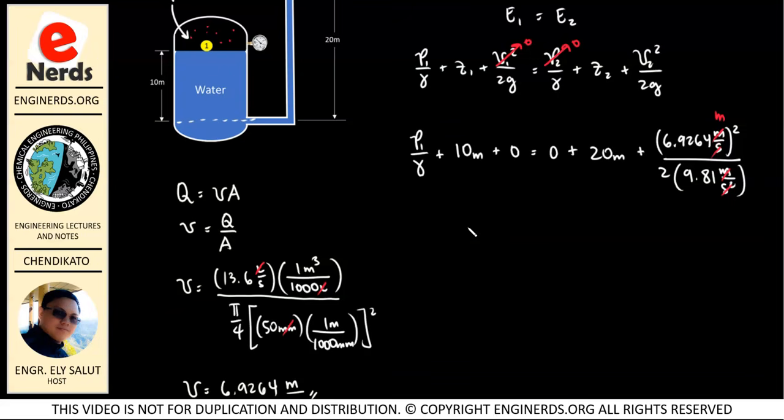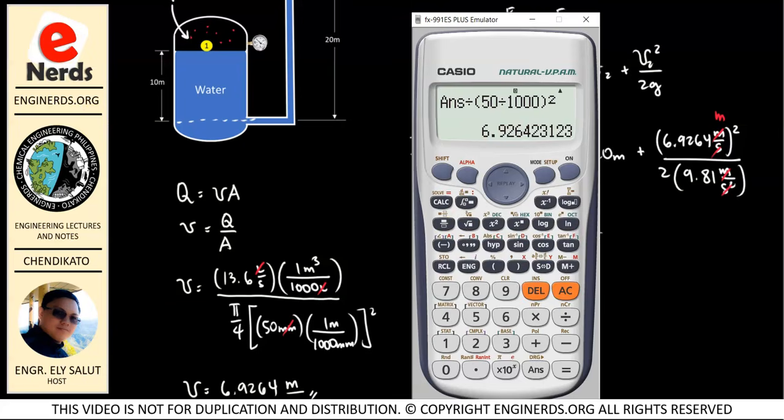Okay, so let us rewrite our equation. Our P1, we don't know, divided by our unit weight. What was the unit weight of our water again? We computed that earlier. The unit weight of water is 9.81 kilonewton per cubic meter. Plus 10 meters is equal to 20 meters plus our kinetic or velocity head. So, let us calculate for that.